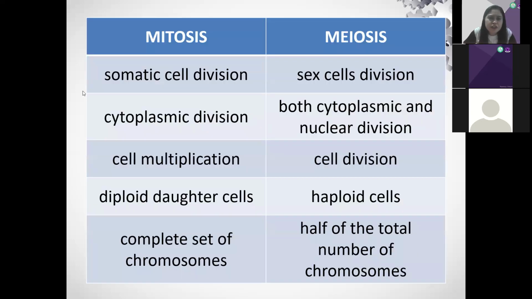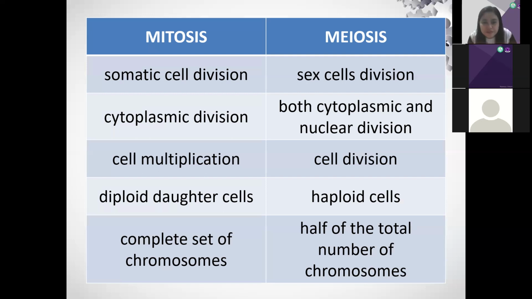I think nagbigay ako sa inyo nito ng activity last time. Differentiating mitosis and meiosis. I cannot remember what subject was that. But anyway, we have here the mitosis, which is the division of our somatic cells. When you say somatic cells, our body cells. Because the division of the sex cells is different. That is called meiosis. So pag mitosis, ang nagdi-divide dito is the cytoplasm. So again, there is cytoplasmic division and the target is cell multiplication. Magpapadami ng somatic cells.